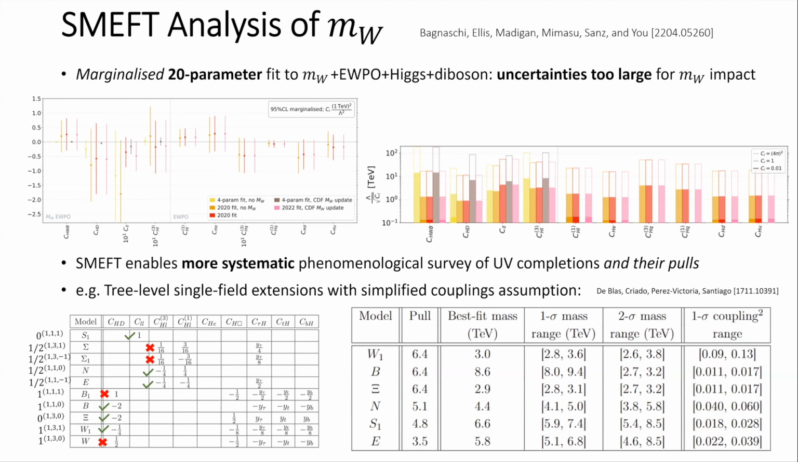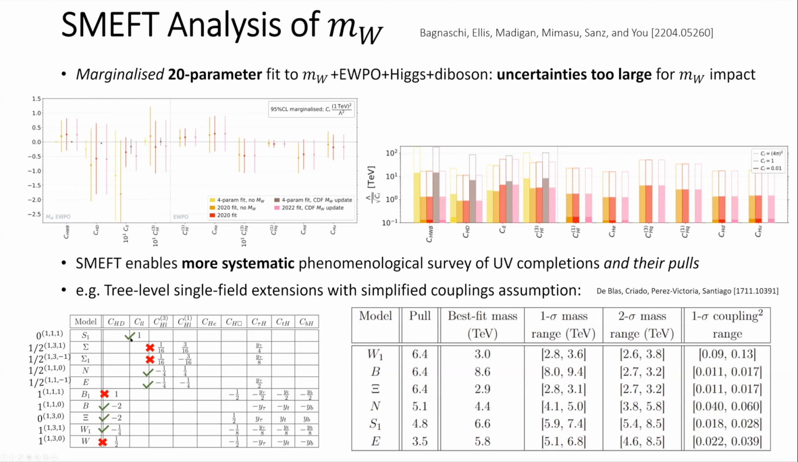Not only does it allow us to look at the data in generality for which directions new physics could pull in, but we can also more systematically survey all the possible UV completions and redo the fit very comprehensively and get their pulls without having to consider each of them individually one by one. In this case, we take the tree-level single field extensions, make some simplifying assumptions on their couplings just for this kind of toy model perspective. And this is listed in this paper here where we adopt their notation.